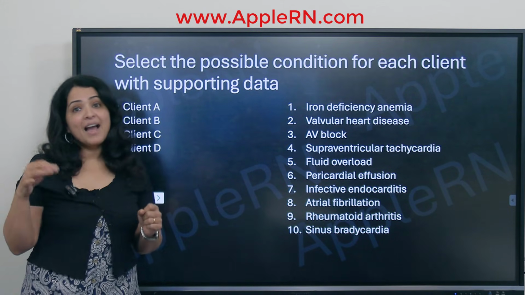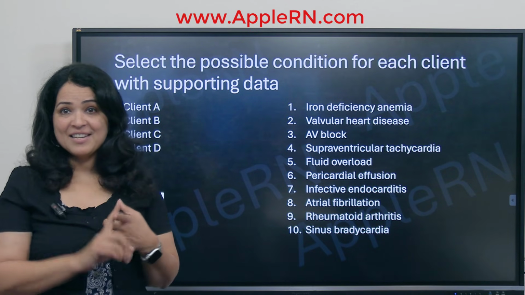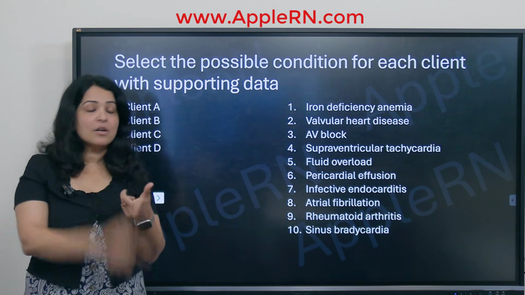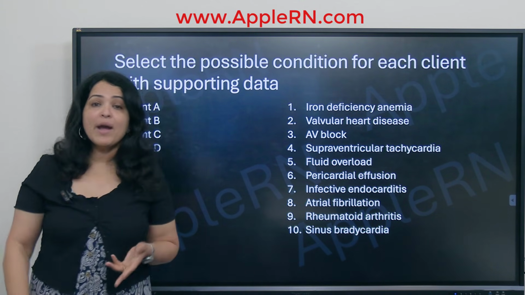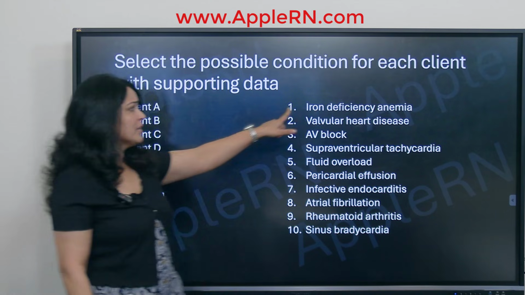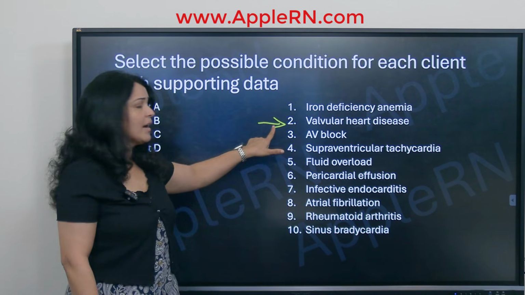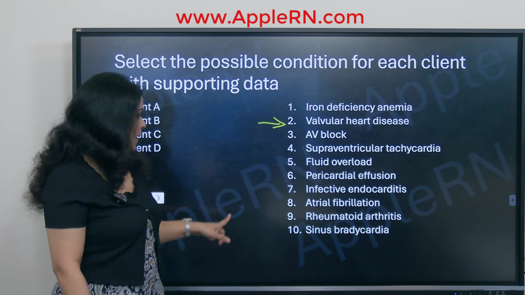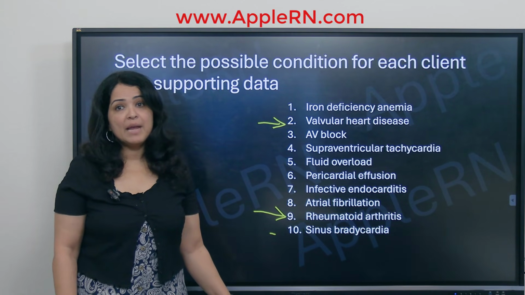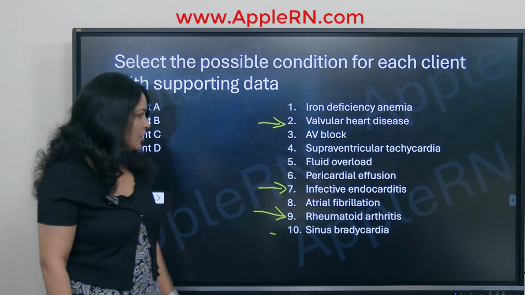Let's see what can happen to a patient who is an IV drug abuse patient, and we know there is an infection. How do we know that? Because he is having fever, sweating, and decreased appetite. So we know it's an infection. So I don't think it's iron deficiency anemia. Now, I'm thinking about valvular heart disease, maybe. I'm thinking about rheumatoid arthritis because he said there is joint pain and stuff. And yes, I'm thinking about infective endocarditis.